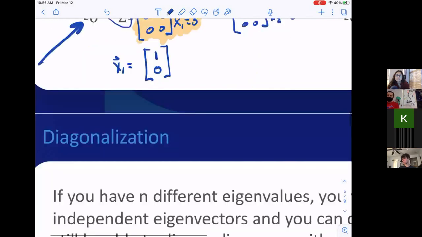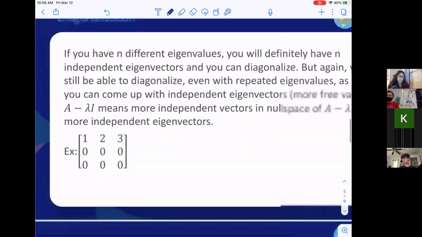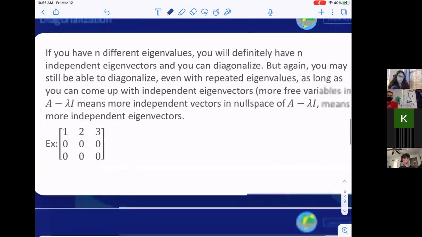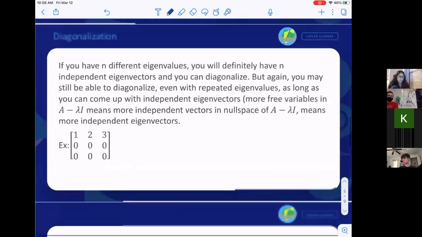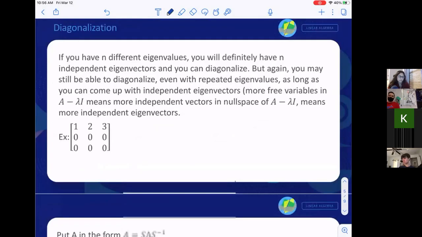Okay, so again, if I already have different eigenvalues, you will definitely have independent eigenvectors. So if my eigenvalues are 1, 2, and 3, I will get different eigenvectors for sure. If my eigenvalues are the same, I may or may not be able to get independent eigenvectors. So again, think what you're getting with the free variables when I subtract. So I picked a bigger one here to have another example.